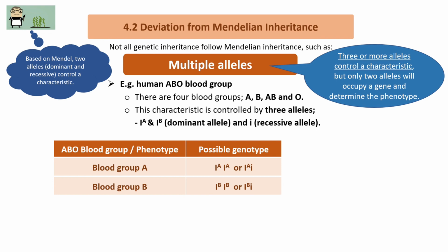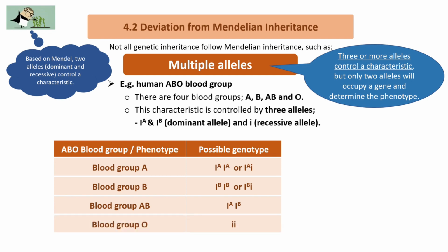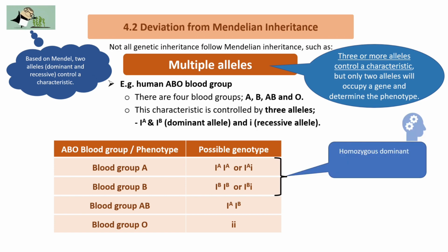For blood group B, the possible genotypes are homozygous dominant IBIB, or heterozygous IBi. For blood group AB, the genotype is heterozygous IAIB. And, for blood group O, the genotype is homozygous recessive ii. For blood group A and B, homozygous dominant and heterozygous express the dominant phenotype.